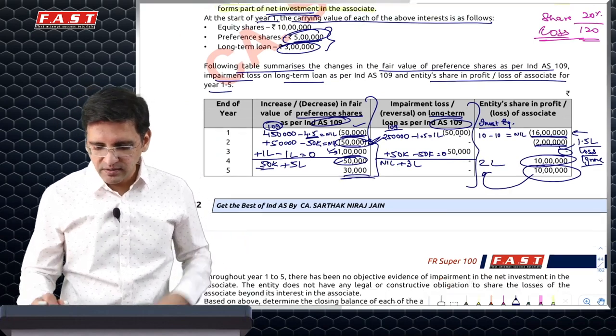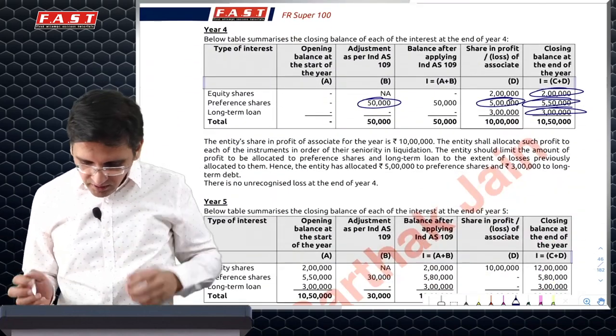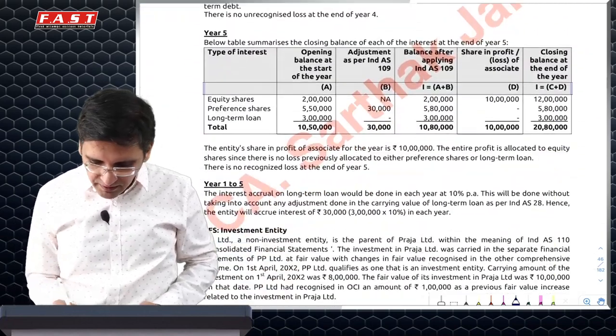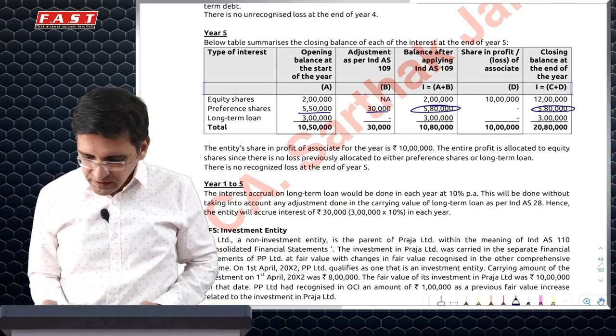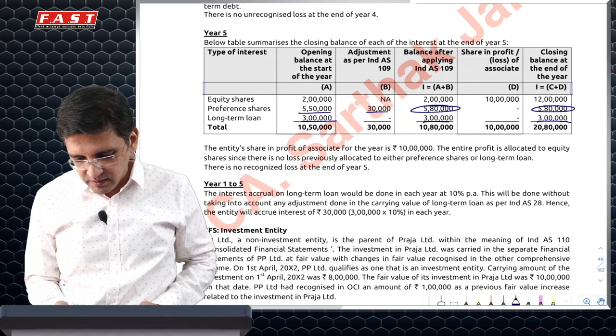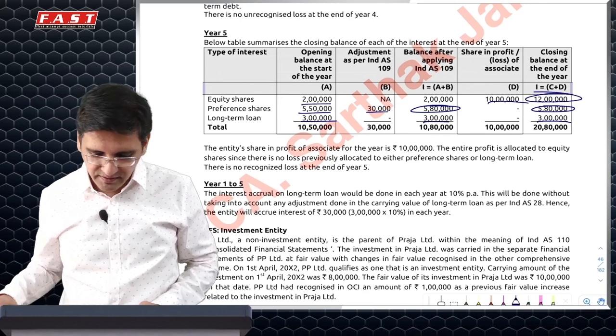And here there's a 30,000 gain on 109. So your investment in preference share capital will be now at 580, but as per 109. Your loan would be just at 3 lakhs, amortized cost method maybe, and 10 lakh would be added here and this will be 12.